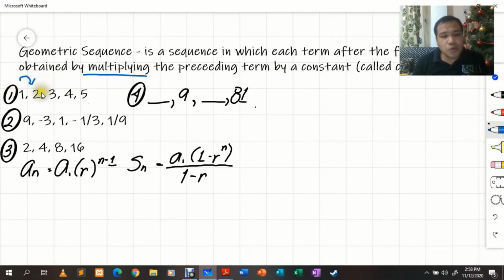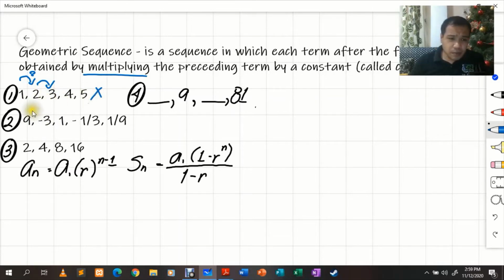1 para maging 2, we can multiply by 2. But 2 para maging 3, dapat 1.5. So, this is not a geometric sequence but actually an arithmetic sequence. Kasi, add tayo ng 1 para maging 2, add ng 1 para maging 3, and so on.